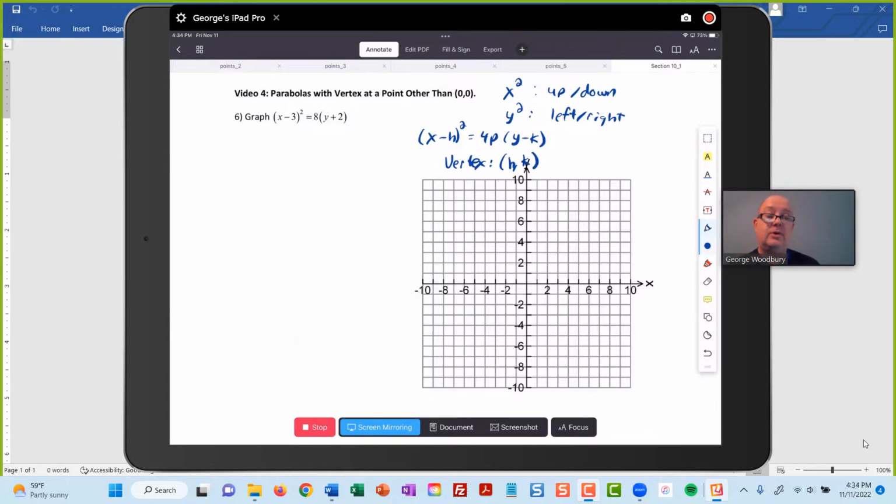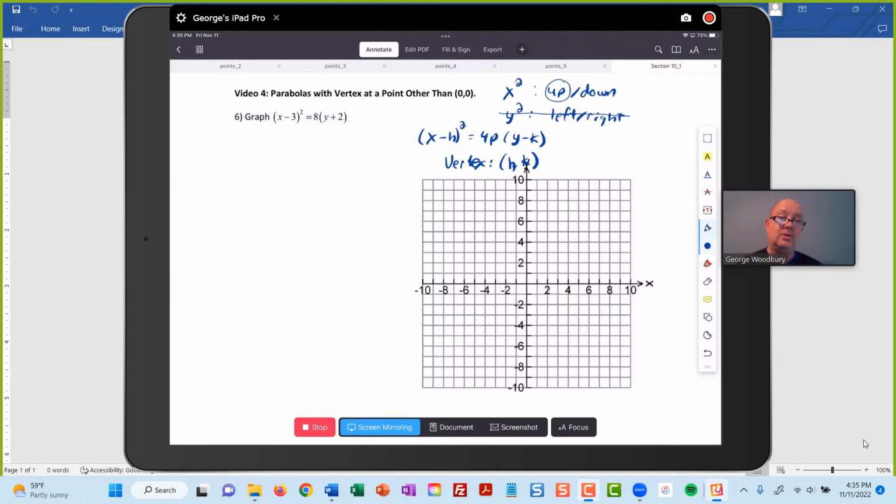And then I can use the value of p to count in the direction that the parabola opens from the vertex. That's where my focus is. I'll move the same distance in the other direction. That's where the directrix is. So first, I've got this as up or down because I've got x squared, so left or right is not part of the picture. Because the 8 is positive, this one's going to open upward. So wherever my vertex is, when I find p, I'm going to move up that number of units to get the focus, and I'm going to move down that number of units to get the directrix.